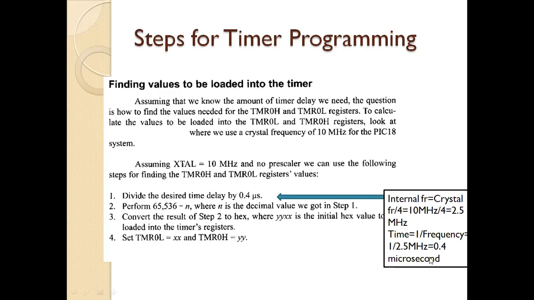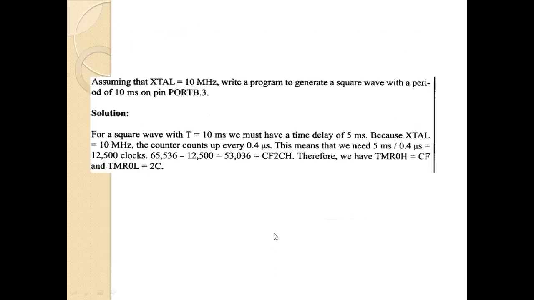So it is 0.4 microsecond. First divide the desired time delay by 0.4 microsecond. Then subtract this value from 65536. Then we get a decimal value, and then we convert it to hex. Suppose the value is YYXX. So XX is loaded in the Timer 0 lower register and YY is loaded in the Timer 0 higher register.